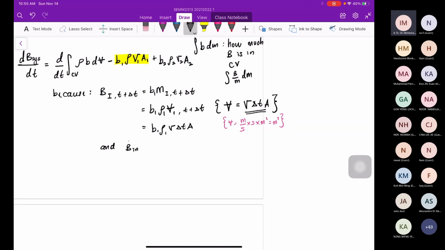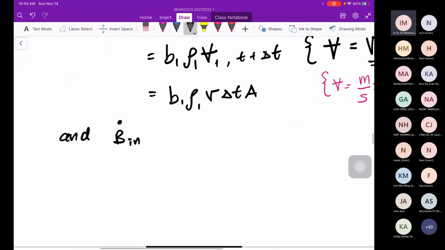B input, this is dot. Remember we have dot. What does the dot mean? Anyone knows what dot means? It is over time, right? It is the rate. When you have the dot at the top of the parameter, it is the rate over time. So, it is taking the limit as delta T approaches 0. B at T plus delta T over delta T.